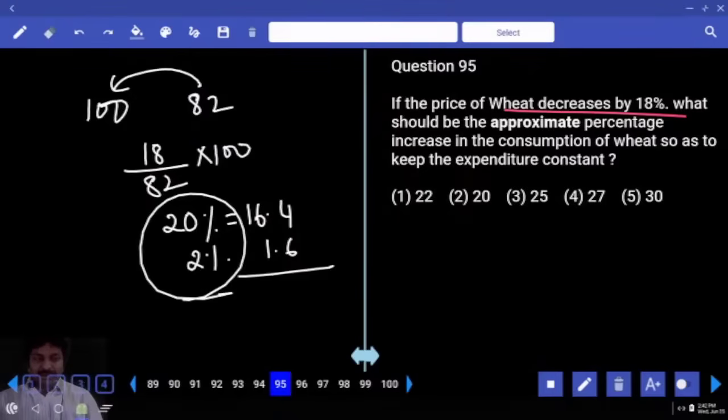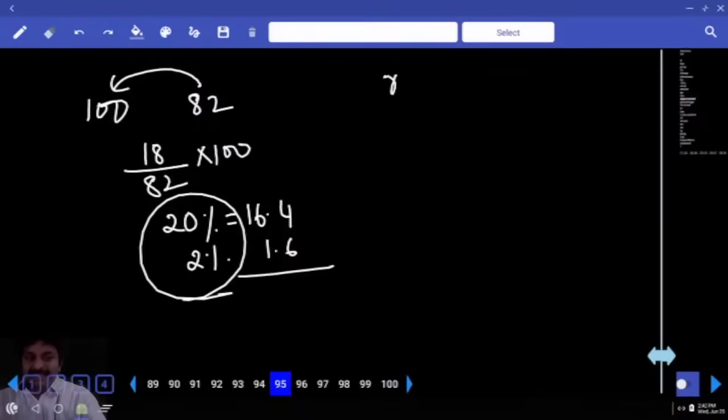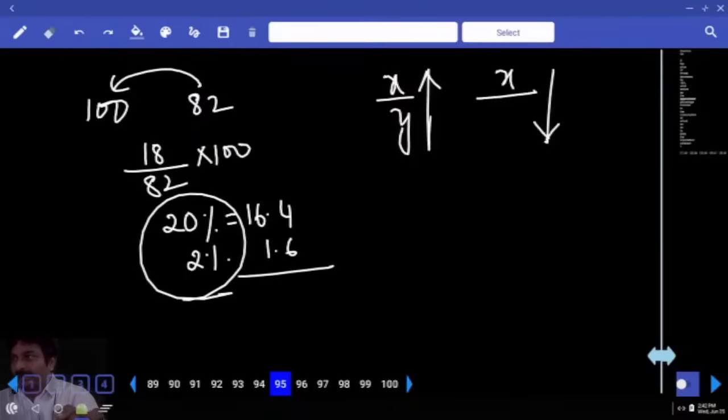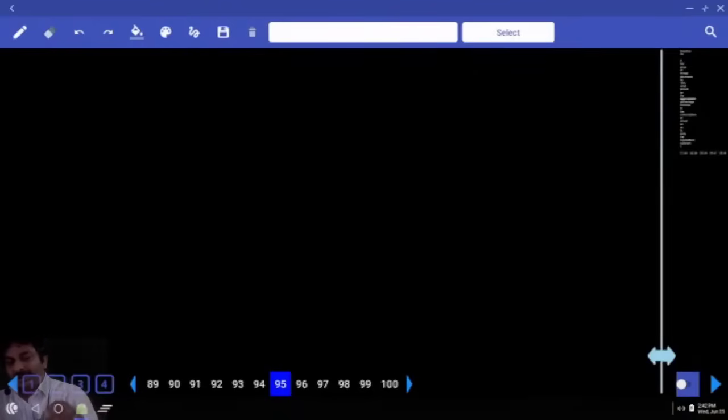Instead of this, you can even use inversely proportional rule also. For always increase of x by y, there will be decrease of x by y. Yes or no? Right. Inversely proportional rule meaning if one is increasing, the other will decrease. Any two variables, forget about this chapter. Any chapter, if any two variables are inversely proportional to each other, you can apply this concept.